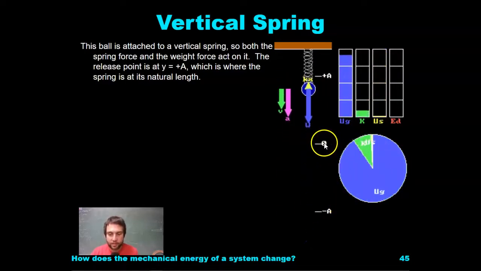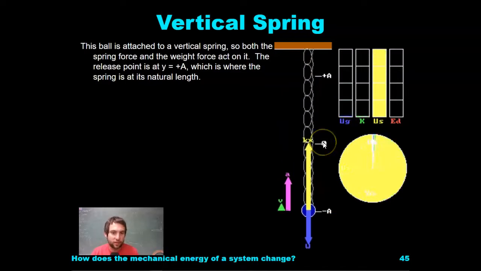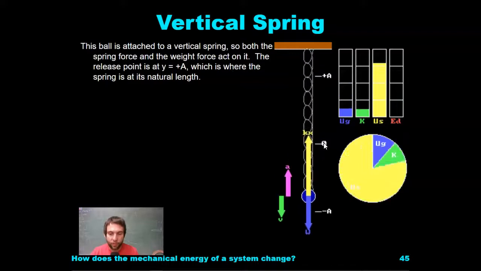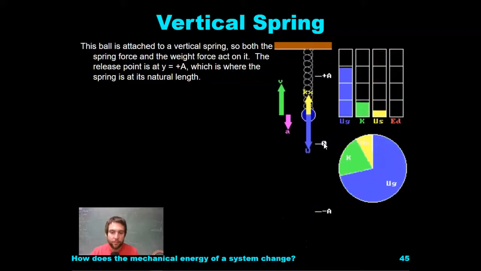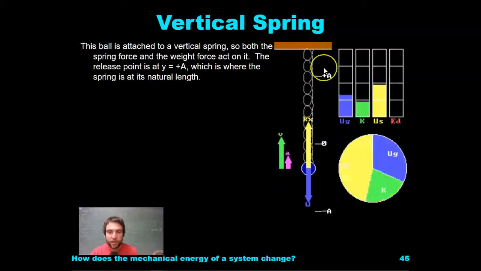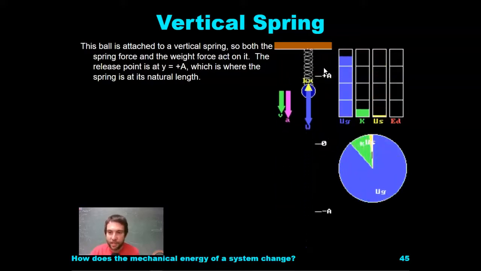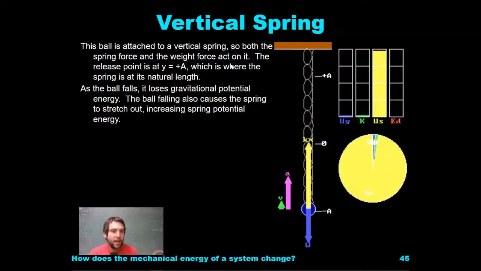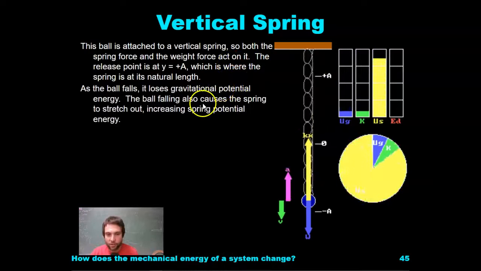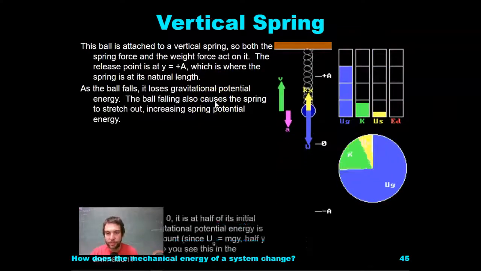And this 0 point here is the equilibrium point where the mass would be hanging if it were not in motion. Positive A is the spring at its natural length. As the ball falls, it loses gravitational potential energy. The ball falling also causes the spring to stretch out, increasing the spring potential energy.